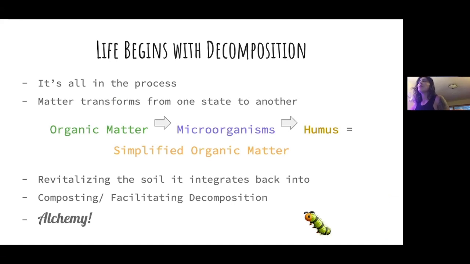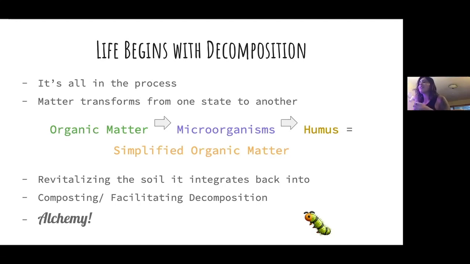So we know that we absorb nutrients from our food, and our food absorbs nutrients from the soil, but where does the soil get its nutrients from? Life begins with decomposition. When organic matter dies and falls to the ground, microorganisms rapidly begin to colonize and eat the carbon-containing matter, breaking it down into its simplest form. Digestion, that's what happens there.